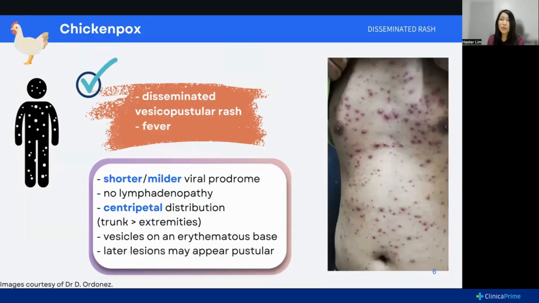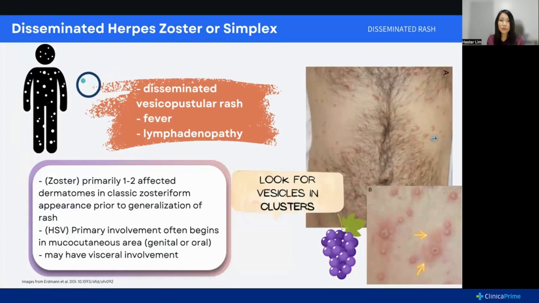So chickenpox is one of the most important differential diagnoses when you're having a patient with a widespread vesicopustular rash and fever. Patients with chickenpox tend to have a shorter, milder prodrome. They do not commonly have significant lymphadenopathy, and the rash is characterized as being centripetally distributed, meaning it's primarily going to be on the trunk first before it spreads to the extremities. You will see classically vesicles on an erythematous base, although over time, as I mentioned in the previous slide, vesicles can become pustular as well.